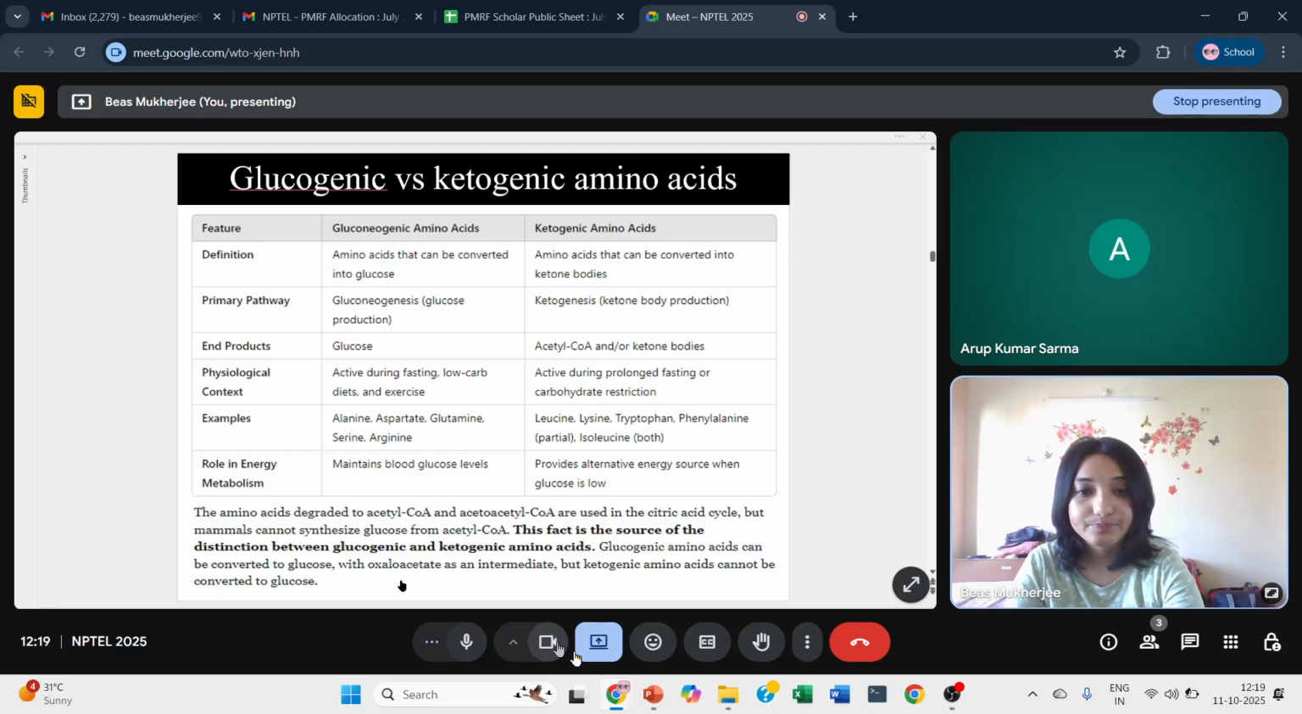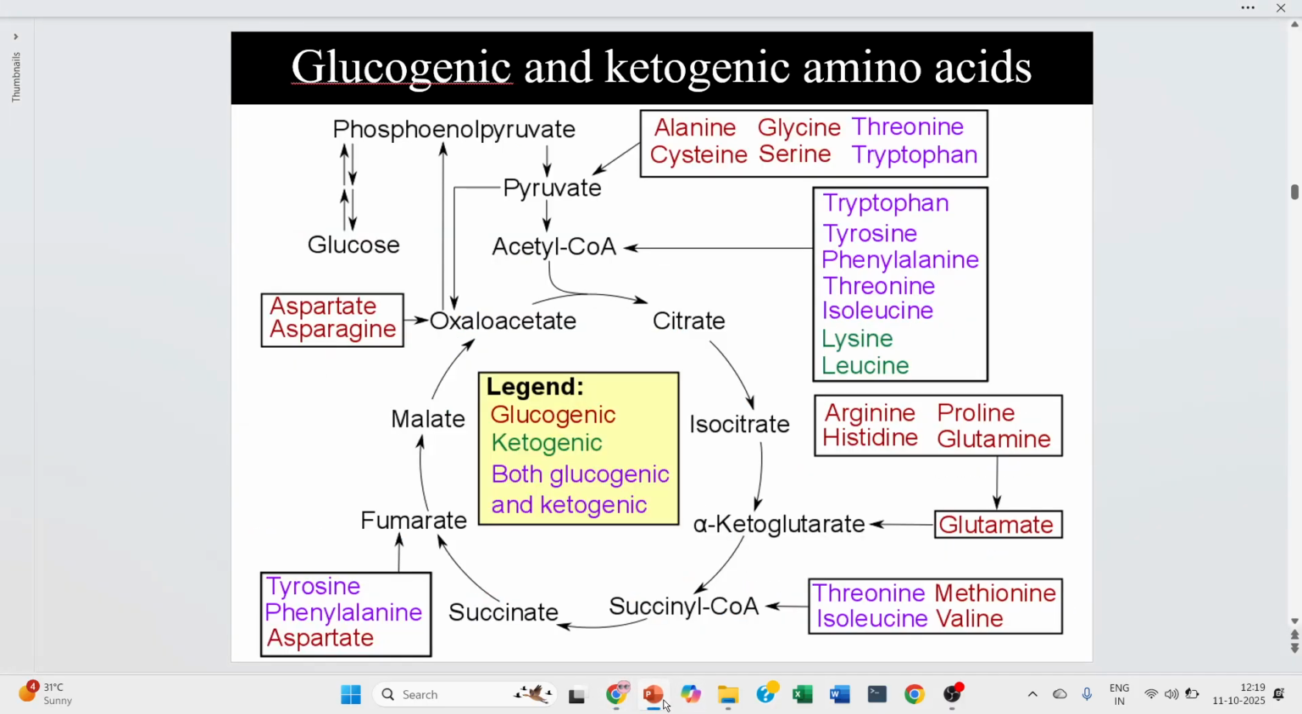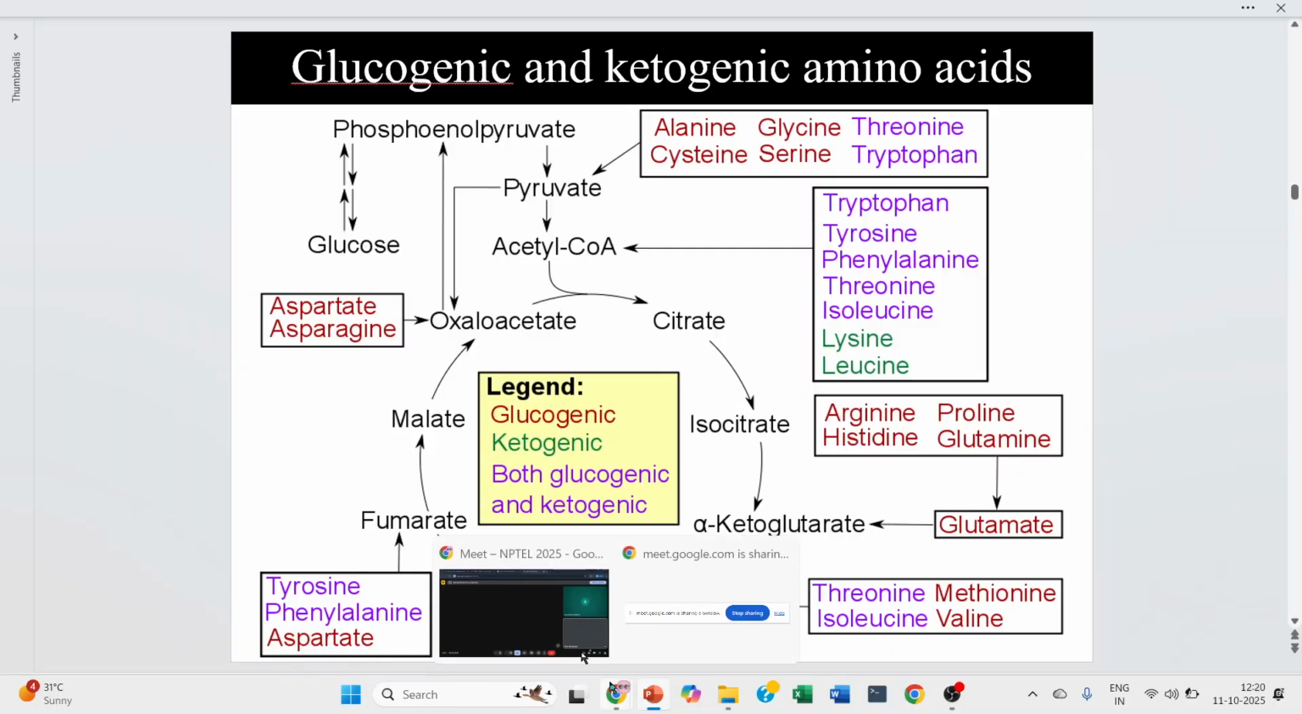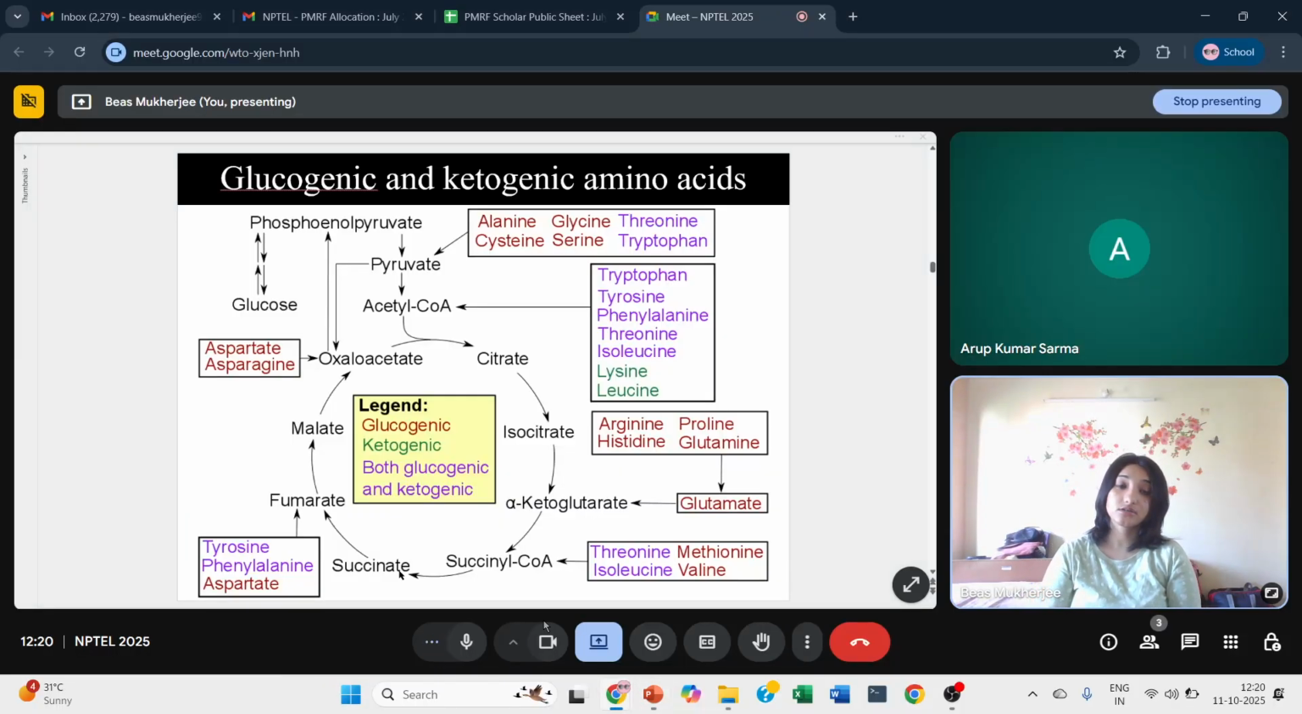We will look at this in a little more detail. If you look at this metabolic pathway, you see how these different amino acids are converted into different products of the Krebs cycle, and these are used for generation of glucose and generation of ketone bodies, and that is how they become glucogenic and ketogenic amino acids.